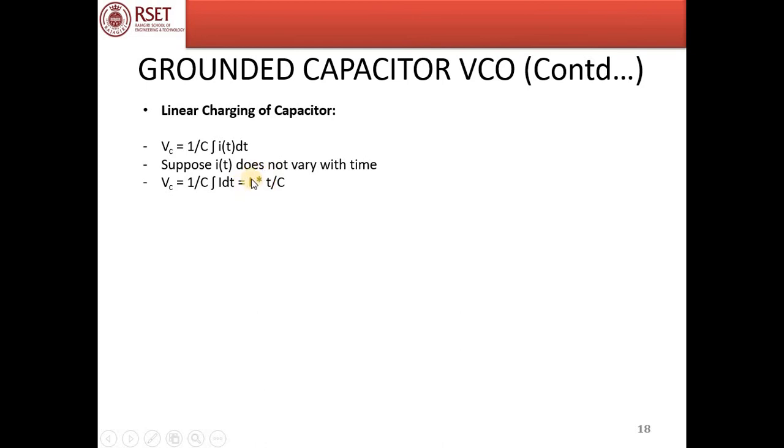I is constant, it is not varying with time. So we saw that VC is proportional to t, the time. That means the voltage across the capacitor varies linearly with time. It is not exponential, it is linear. So that is what you mean by when the current source is constant, the capacitor charges linearly.